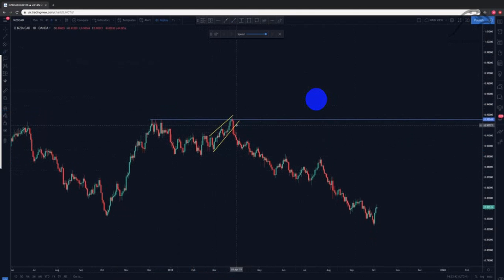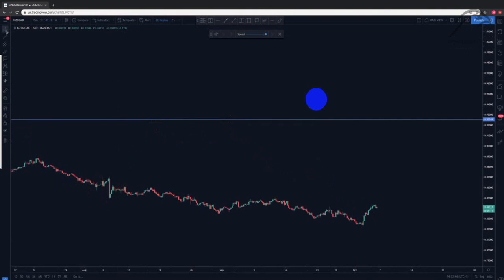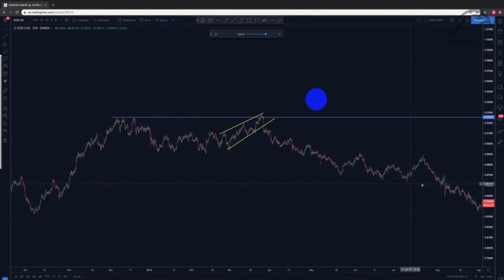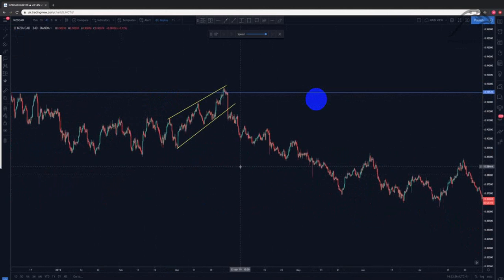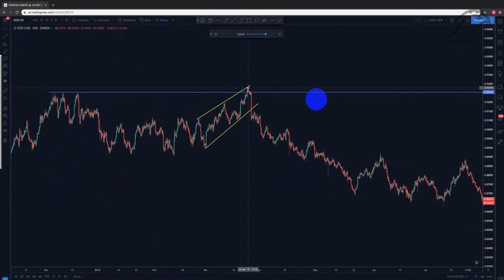So you can see this on the daily as we work our way down. Now we go to the 4-hour chart. If we go to the 4-hour, what you'll see is this. Now we can neaten this up. You can see the channel quite clearly here. So we have the larger degree, and then we can look at the lower degree.